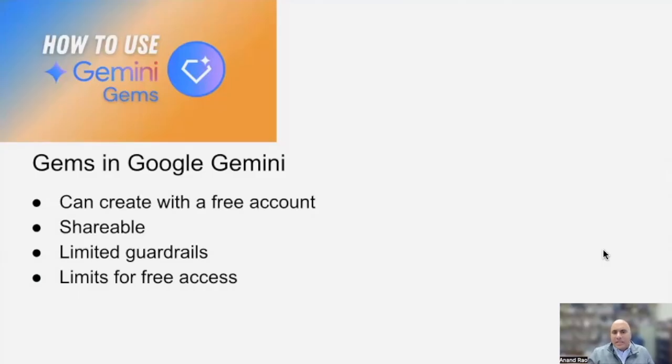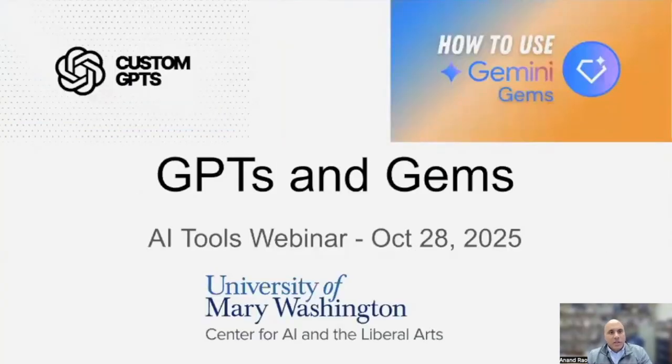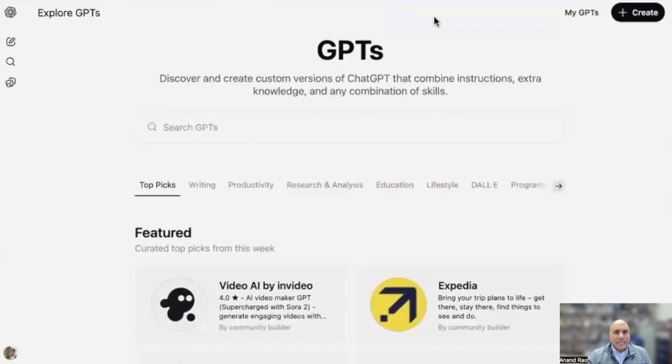The other thing about gems that has changed is that it used to be that you would not be able to use it for creating images or editing images, and now it looks like they've turned that on. So those functions and capabilities are always changing as we work through it. So let me switch over and show you GPTs first.